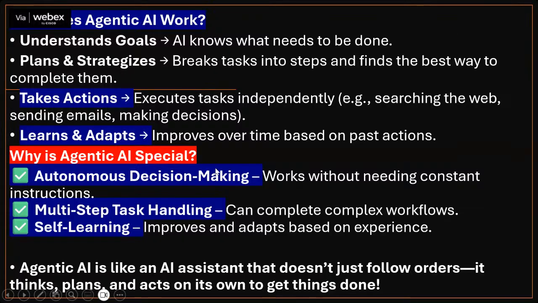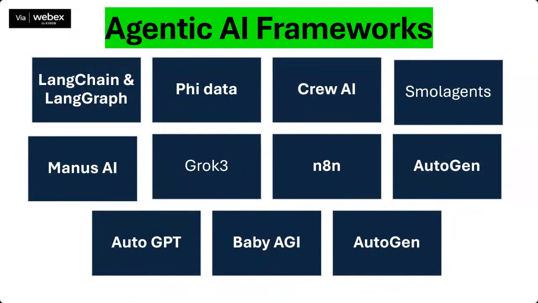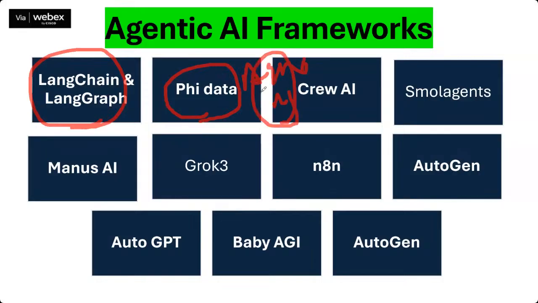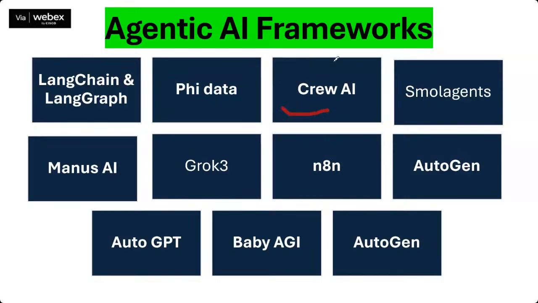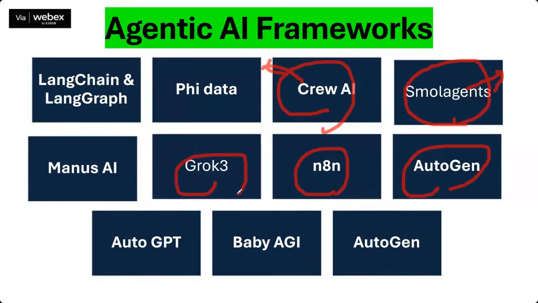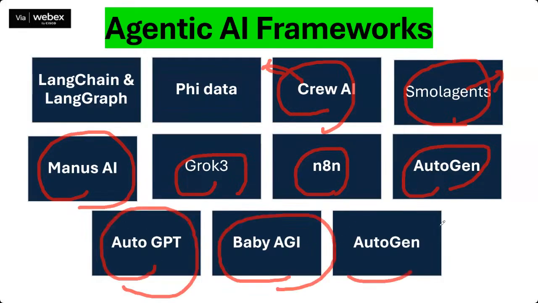Okay. Next one, in this world there are a lot of agent frameworks in the market. LangChain, LangGraph: I already built those previously, this part is done. Phidata, a framework which has now changed to Agno AGI, this part we completed. CrewAI, we already completed. Now the newly launched ones: AutoGen, N8N, Grok 3, Manus AI. Have you heard about Manus AI, guys? AutoGPT, BabyAGI, AutoGen.